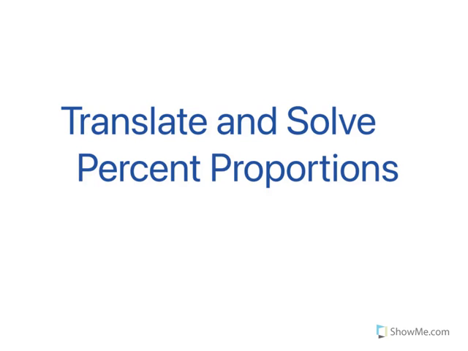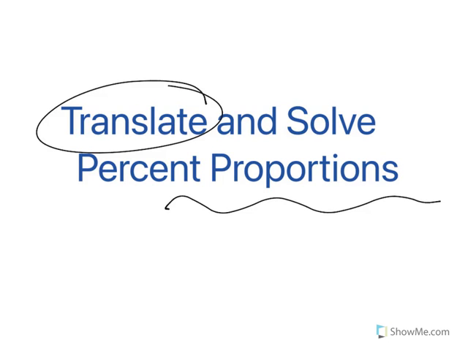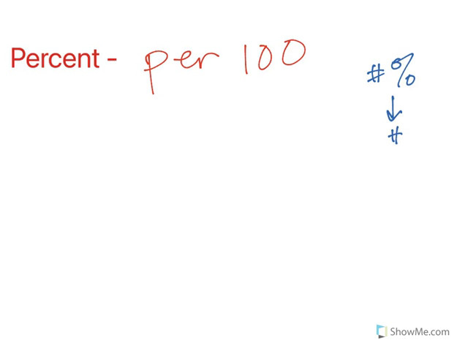Translate and solve percent proportions. So we're going to take words, sentences. First, we're going to translate it into a math problem, a proportion, and then we're going to solve it. When we're thinking about percent, remember that percent means per 100. So anytime you see a number with a percent sign, we're going to change that number to be over 100.